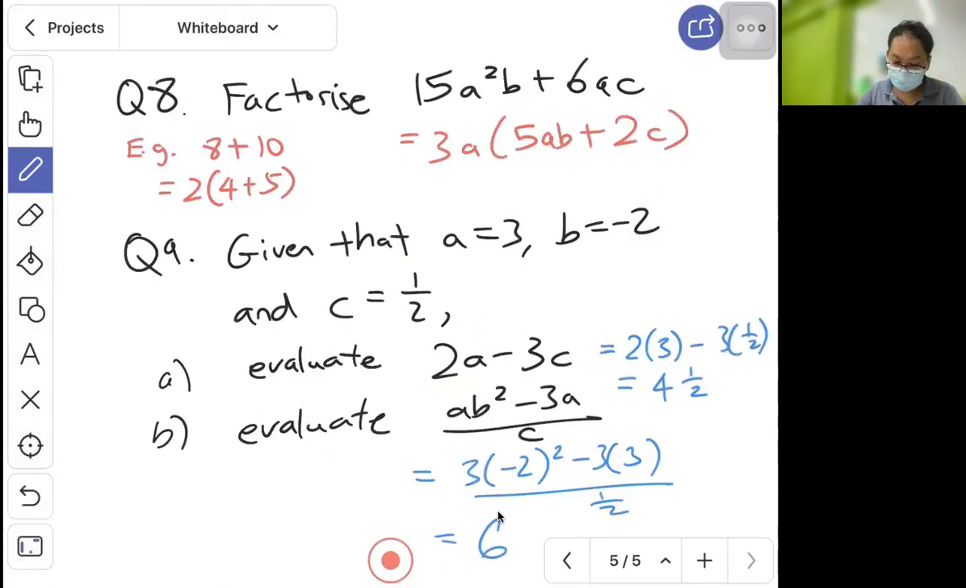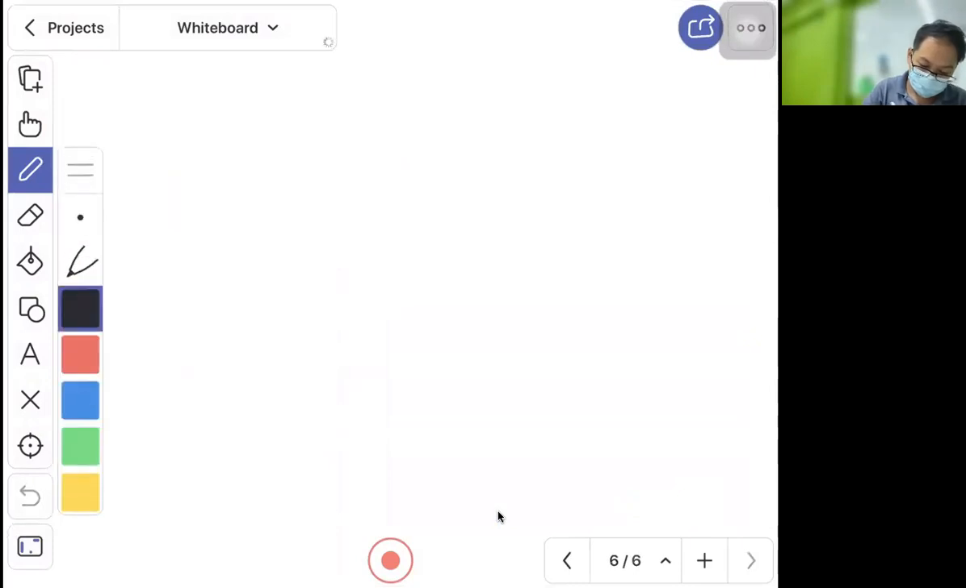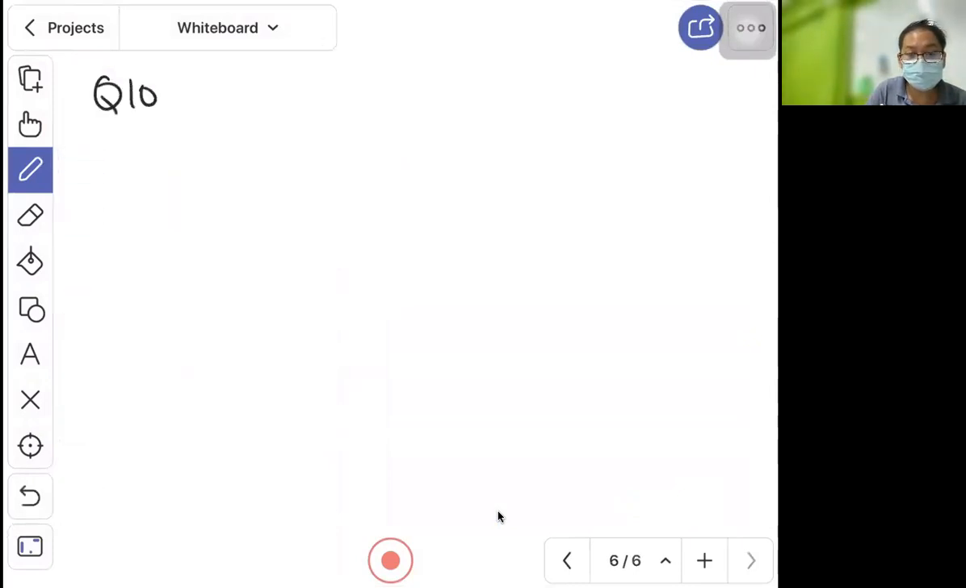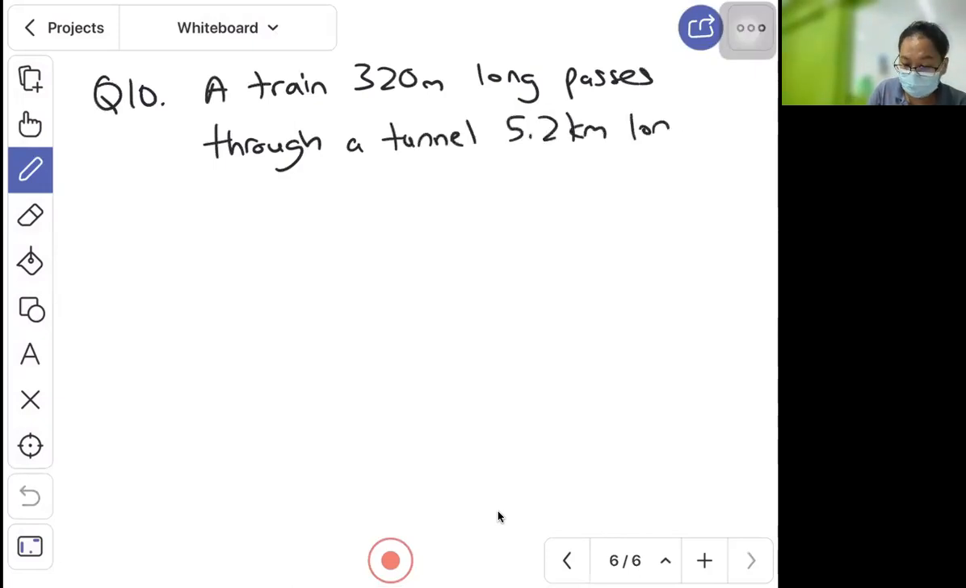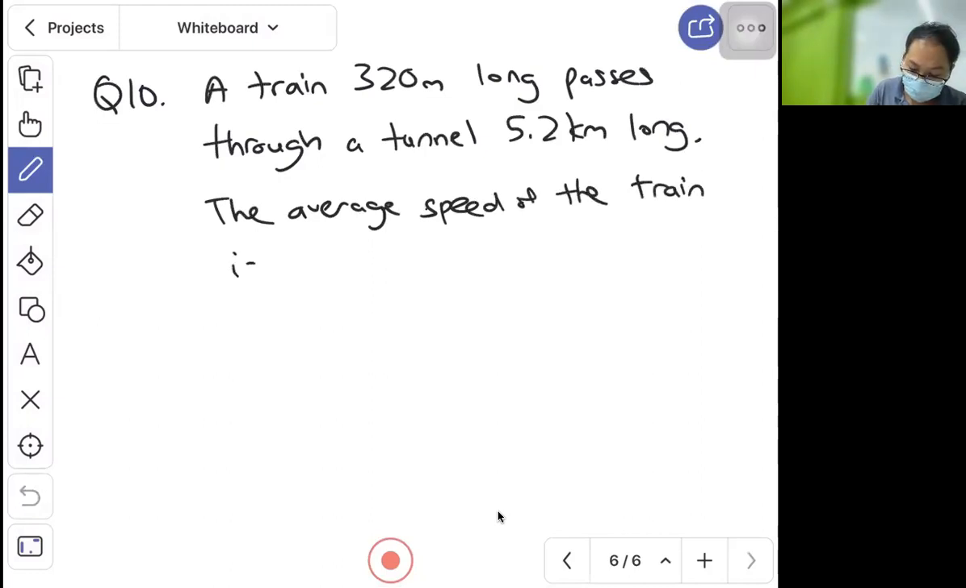Okay, last question, question 10. Okay, write down this question. So, a train 320 meter long passes through a tunnel 5.2 km long. The average speed of the train is 28 km per hour.